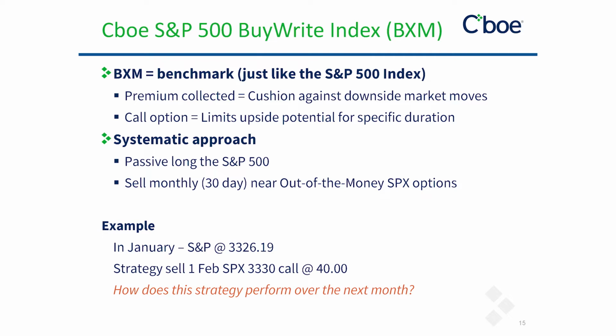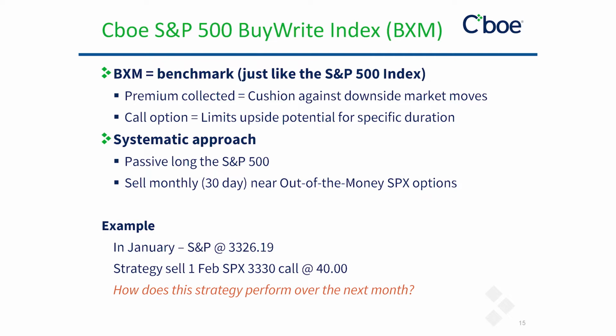As an example, January index options expired on the 17th this year. The SPX index settlement value on that day was 3326.19. You can follow settlement values with the ticker SET. At January expiration, the strategy would sell 1 February 3330 call. It is struck just out of the money. Let's assume the strategy collected a premium of 40 in this scenario.